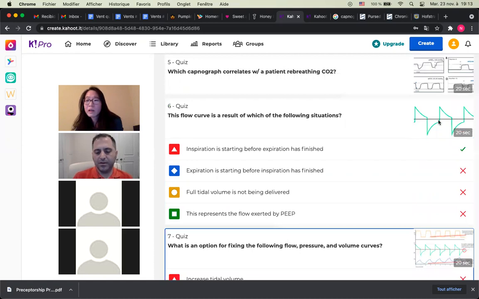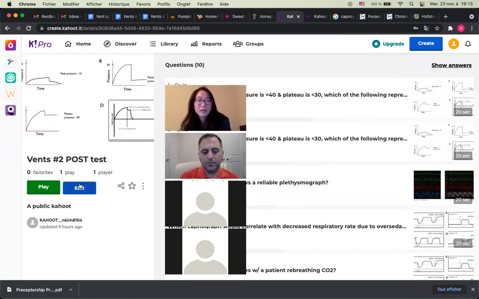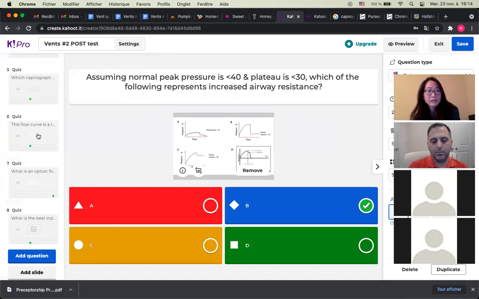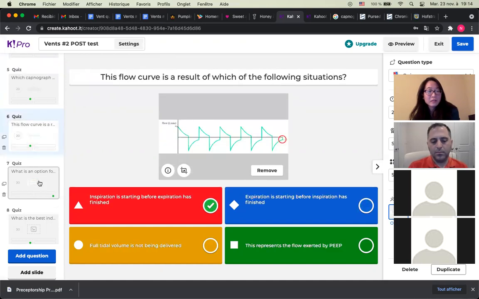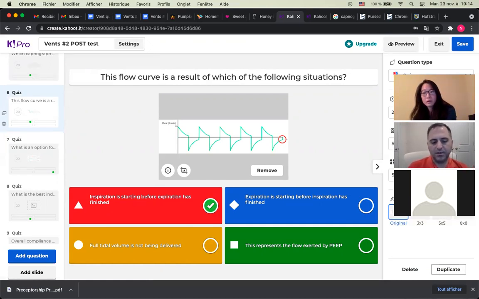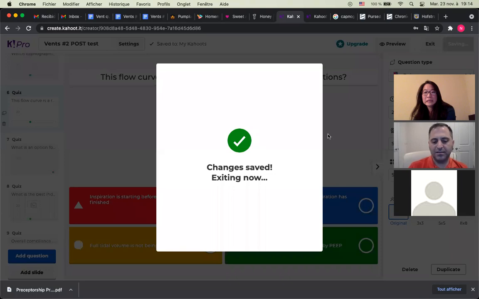Can you open the graph? Yeah. Let's see. The reason is the positive or the upward side of the flow is the inspiratory component. All the downwards are expiratory. So the breath has already been delivered. Does it make sense? Yep. Okay. This graph just shows you the directionality of flow.